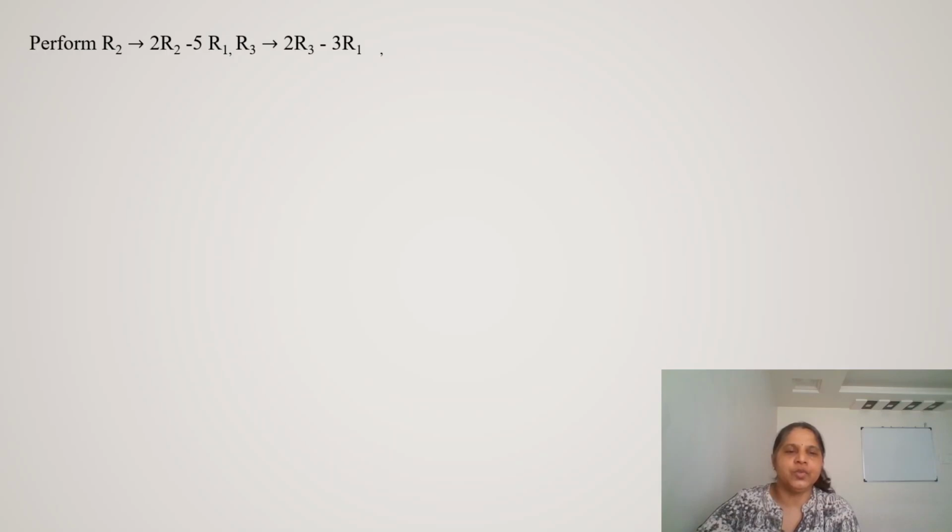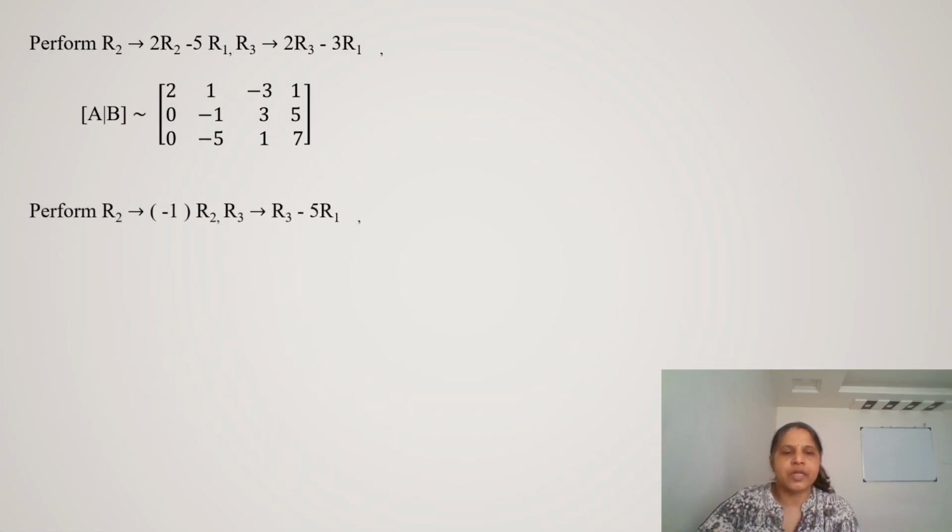So we shall perform these operations. R2 will change to 2R2 minus 5R1. For R3 we shall perform 2R3 minus 3R1. Then the corresponding values give us this matrix. Again we want 0 here, so we perform the row transformation, minus 1 into R2, then R3 minus 5R1, so that we get this matrix.